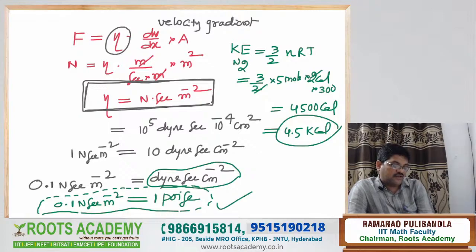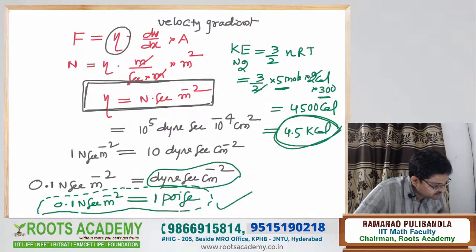3/2 nRT. Here n means 5 moles of gas is taken, R value in calories, and the temperature is 300 kelvins. You get 4.5 kilocalories. That is the kinetic energy of the N2 gas. Now, state Boyle's law and its mathematical expression.